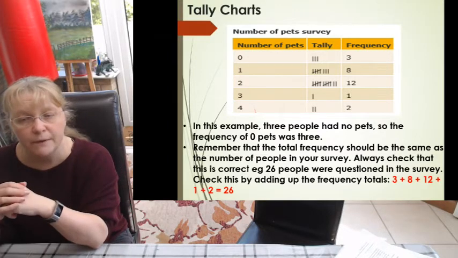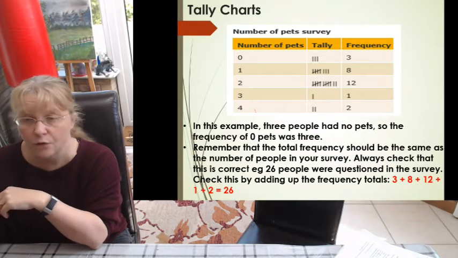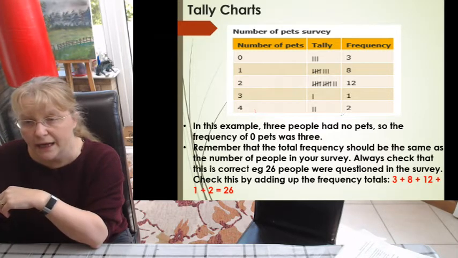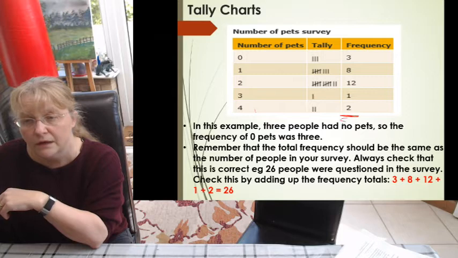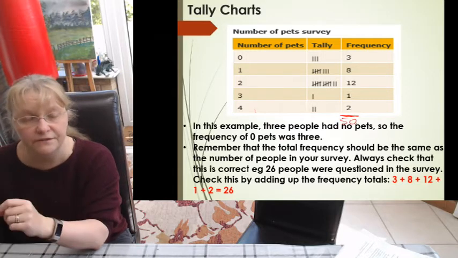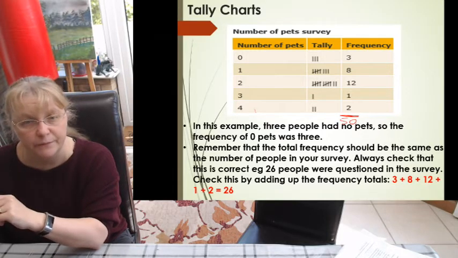Now, remember that the total frequency should always be the same. So when we add all this up, it should still come to 50 because we asked 50 people.